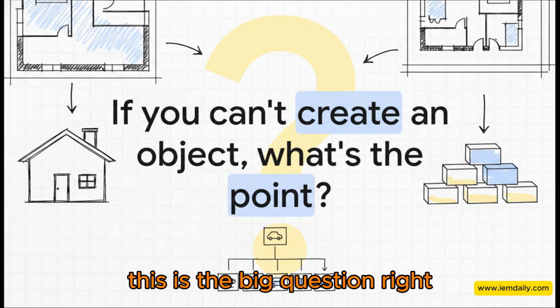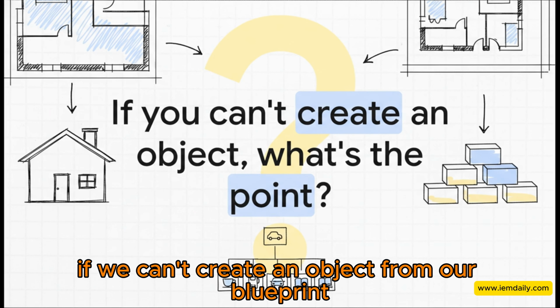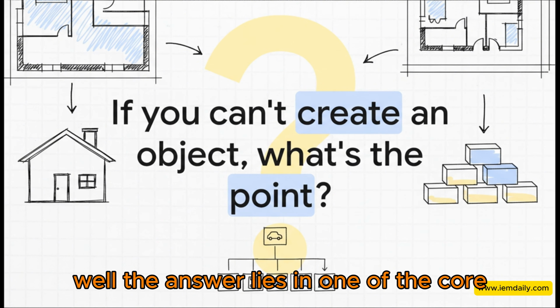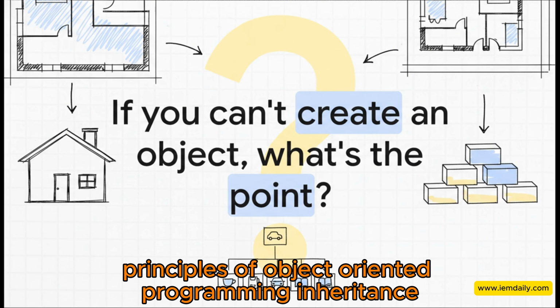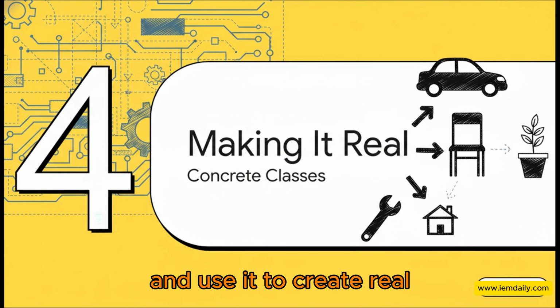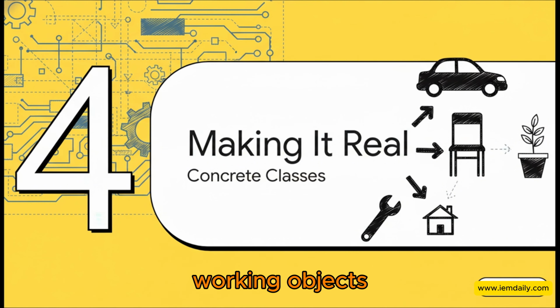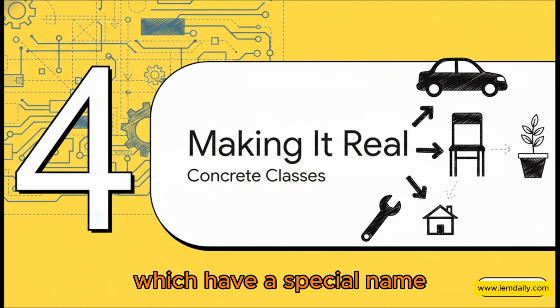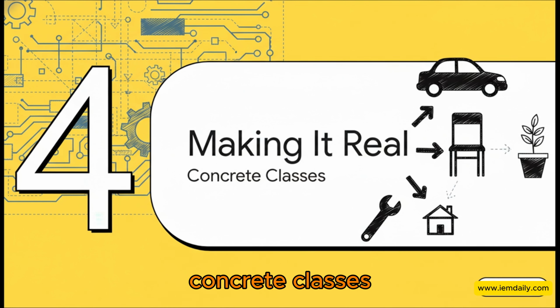This is the big question, right? If we can't create an object from our blueprint, how do we ever build the actual house? Well, the answer lies in one of the core principles of object-oriented programming, inheritance. So this is where we finally get to start building. We take our abstract blueprint and use it to create real, working objects. And we do this through specialized child classes, which have a special name, concrete classes.